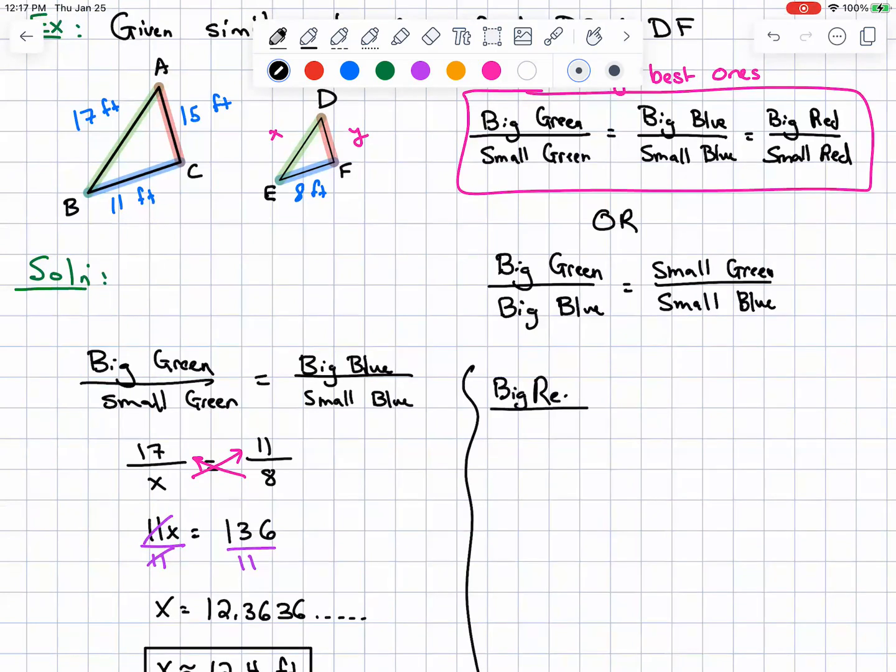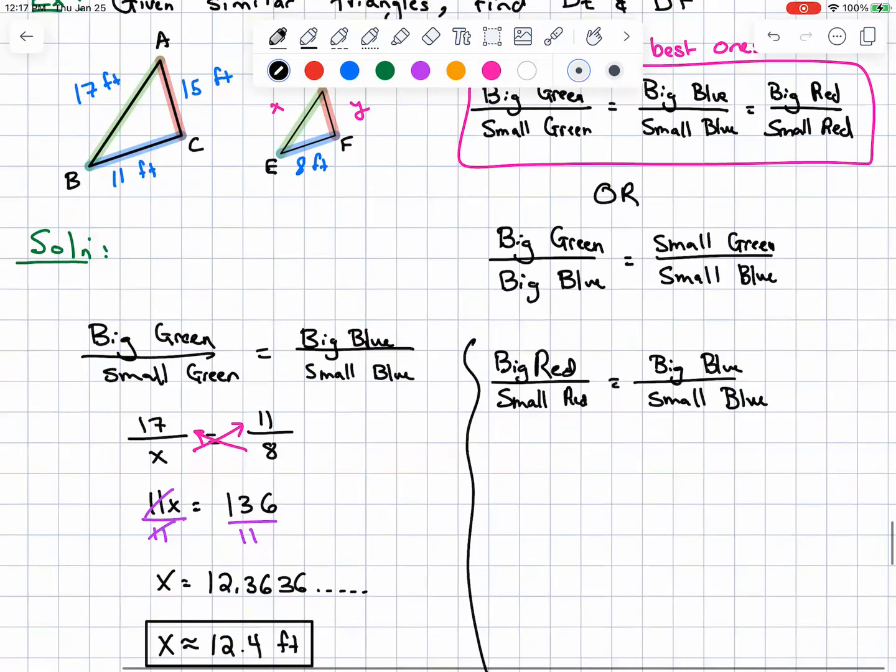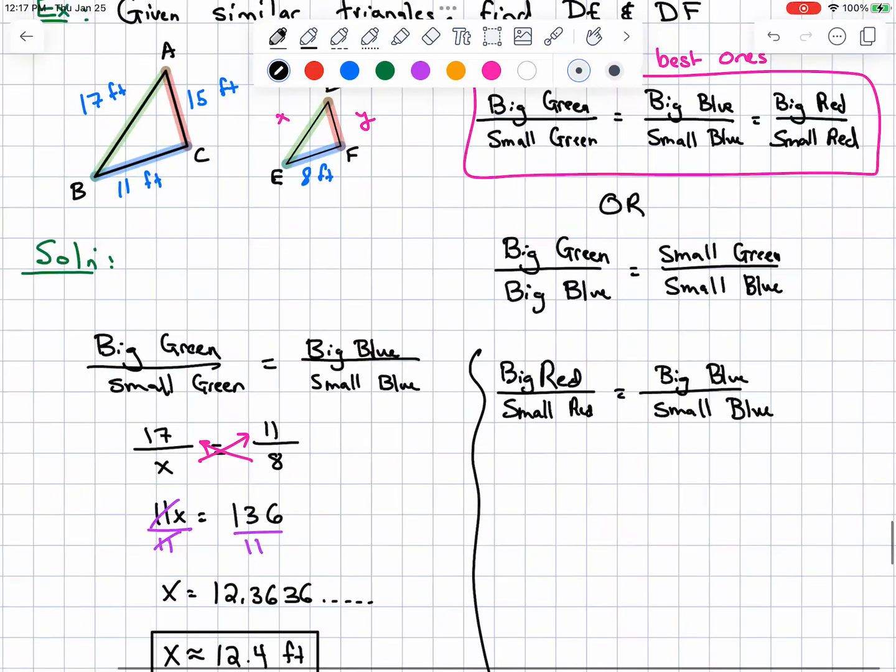Big red over small red equals big blue over small blue. Excellent questions, guys, by the way. Thank you. So big red is 15 over small red is y equals big blue, which is 11 over small blue, which is 8. I hope you can see why I like to color code, because you're dealing with 4 different measurements. It can be a little bit daunting to keep tracing everything back.